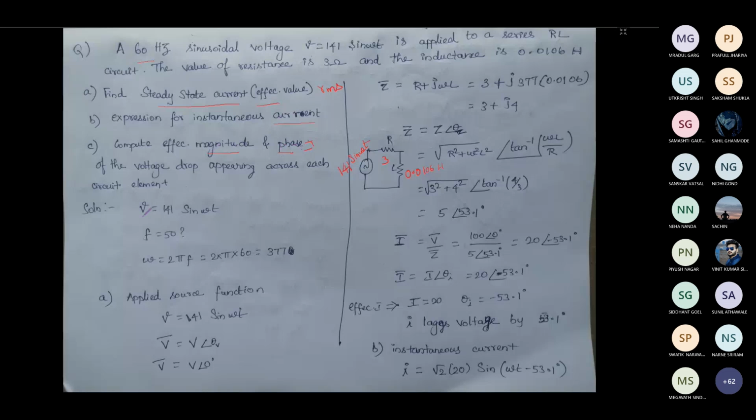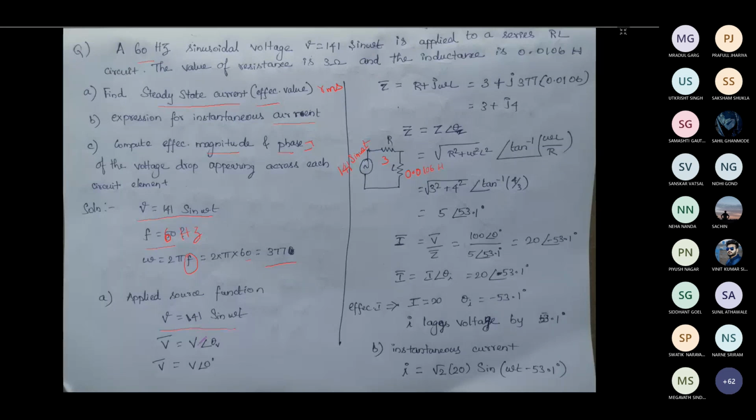So V is equal to 141 sin omega t, frequency is 60 hertz. So omega is equal to 2 pi f, 2 pi into 60. So you'll be getting 377 something. So now the source voltage which you are applying, V is equal to 141 sin omega t.